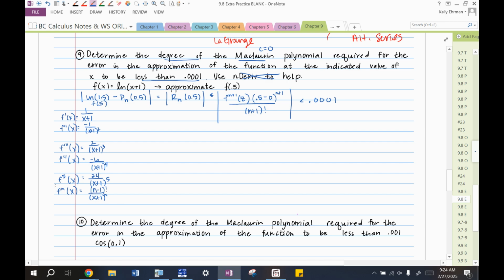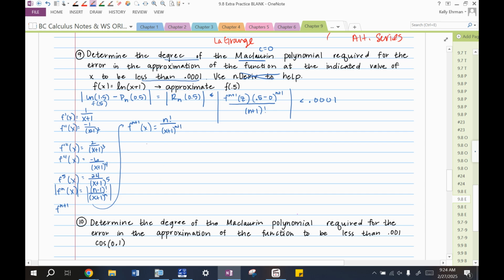We don't care about plus or minus signs, because all of this is an absolute value. What about the n plus 1 then? So just plug that in. Actually, I'm going to bring that up here. So what is this n plus 1 derivative of x? It's plug n plus 1 into that. It's just n factorial over x plus 1 to the n plus 1.